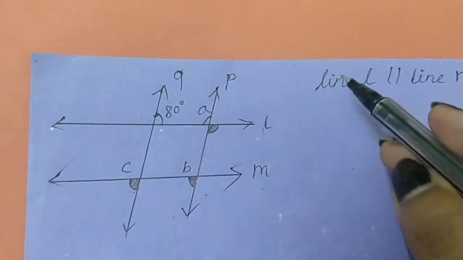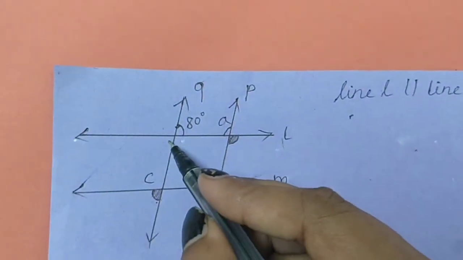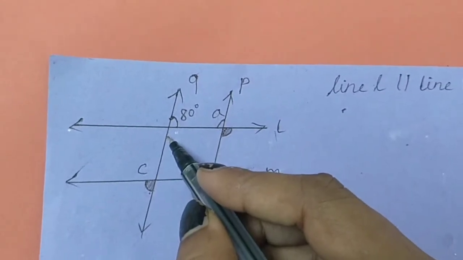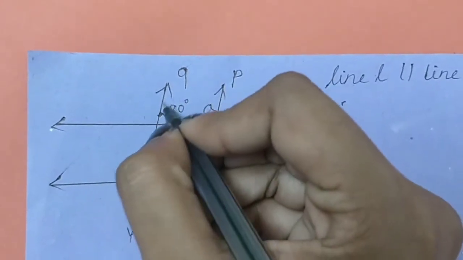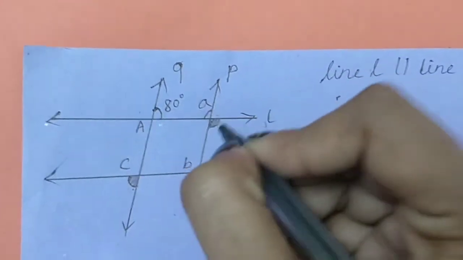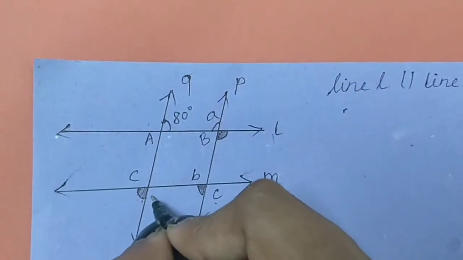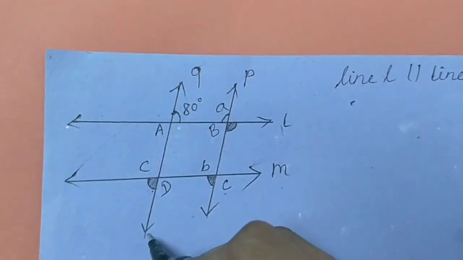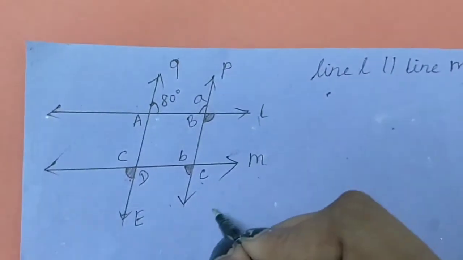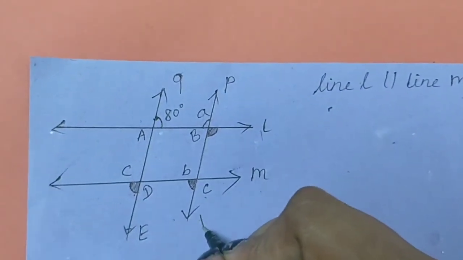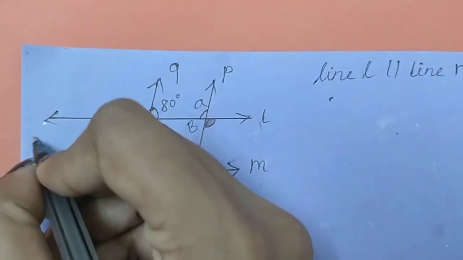So let's start. First I'll write the given angle. We should give names to these angles so that it will be easier for us to write it down. So let's name this point capital A, this point capital B, capital C, capital D, and I'm going to name the lines EQ, and this will be PR, and this will be MK and LO.